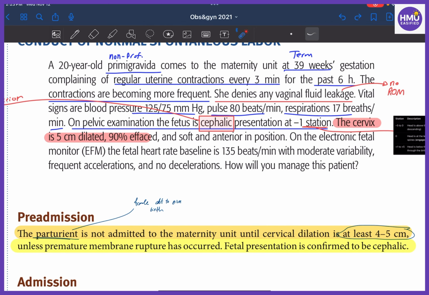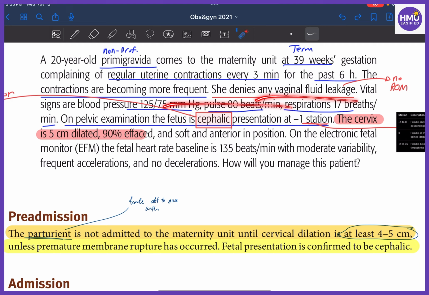Yes, contracting more frequently. Any vaginal fluid leaks? No, so no rupture of membranes yet, normal. There could be rupture of membranes, but there's other management for that. Maybe we studied it somewhere else.